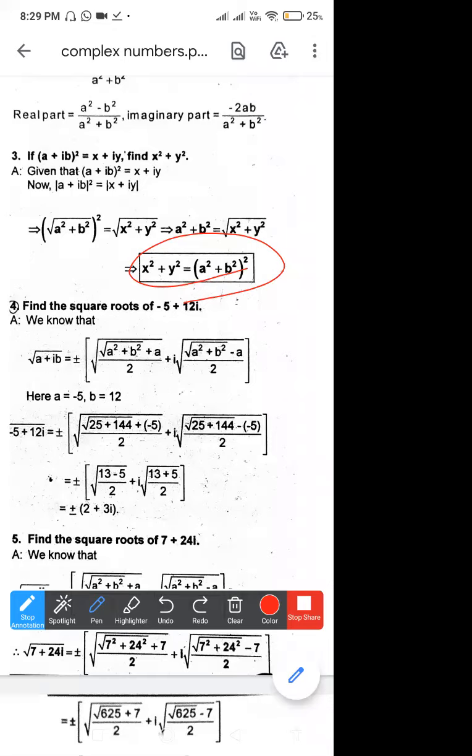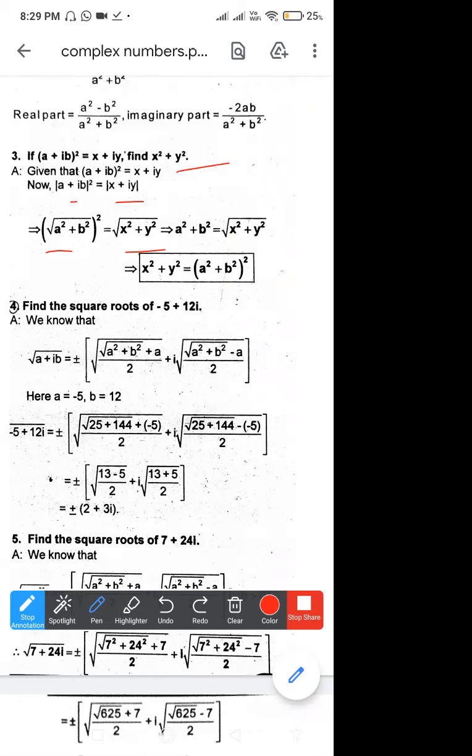Understood? Understood this problem? What have we done? The main trick lies over here. After getting this question, we have applied modulus on both sides. Then we use the formula to open the modulus, that is root of a square plus b square. Then we squared on both sides and we got the value.